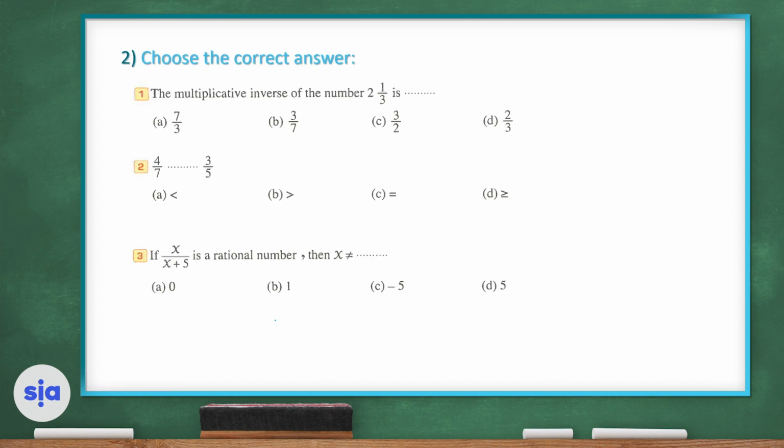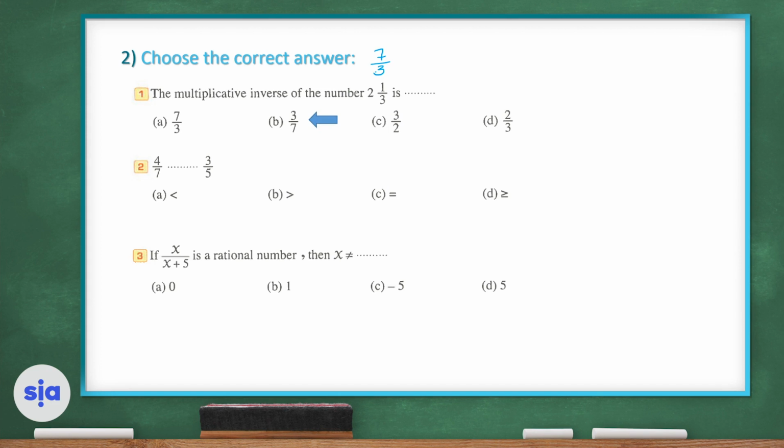Question 1. The question wants me to choose the correct answer. The multiplicative inverse of 2 and 1/3 is what? First of all, you need to change this into a fraction. It will be 7 over 3. So the multiplicative inverse of 7 over 3 is the flipping of it, which is 3 over 7.